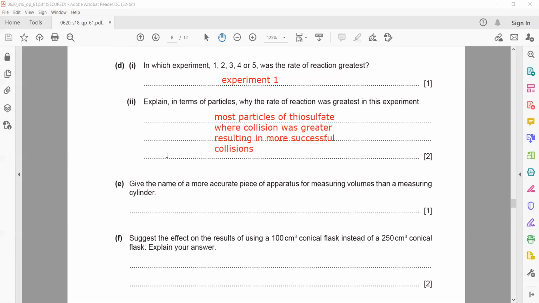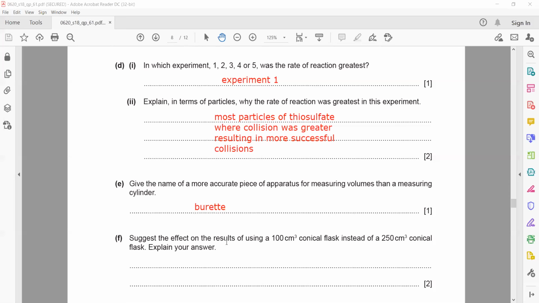Give the name for a more accurate piece of apparatus for measuring the volume than a measuring cylinder. Which apparatus can be used? So we can use a burette, and if it's 25 cm cube, you can mention a pipette as well.